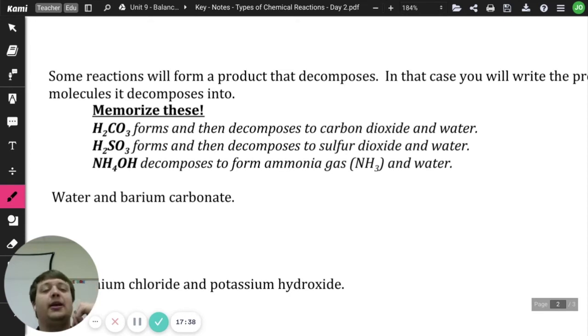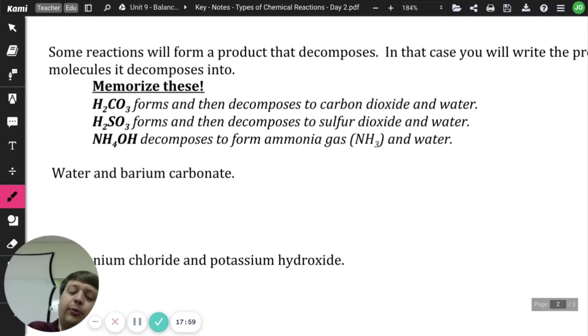And really what's happening is that we've got this intermediate step. So we've got this time when they swap partners, but as a part of swapping partners, one of the things that's produced is actually going to break down even further. And so here I've got water and barium carbonate. So anytime I have carbonic acid there, it's always going to decompose into carbon dioxide and water.